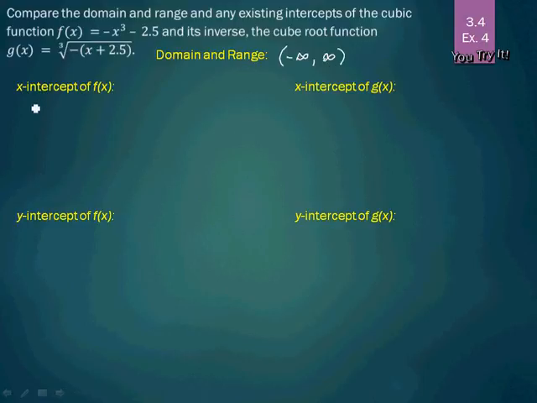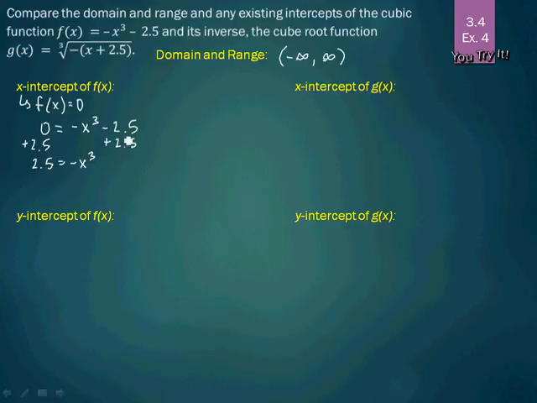Okay, now let's find the x-intercepts of f(x) and g(x). For both of these, we need to recognize that with an x-intercept, f(x), or y, equals 0. So we can just plug that into the equation and solve for x. If we plug in 0, we get 0 = -x³ - 2.5. Working from the outside in to isolate x, we add 2.5 on each side. So we get 2.5 = -x³.